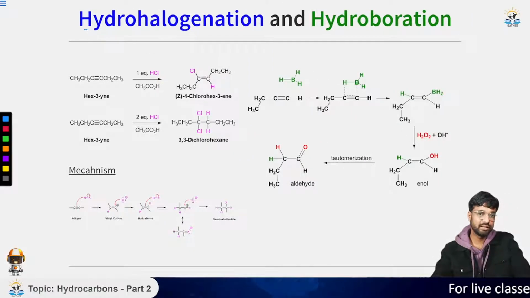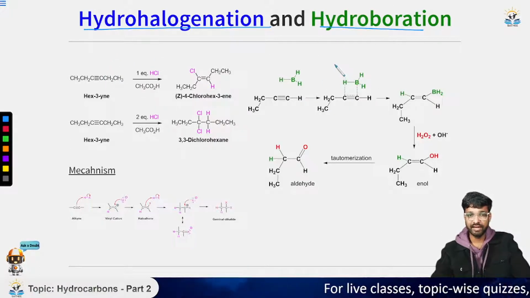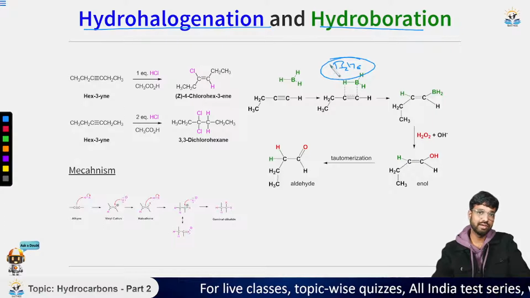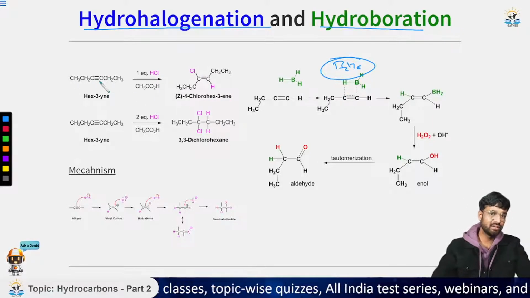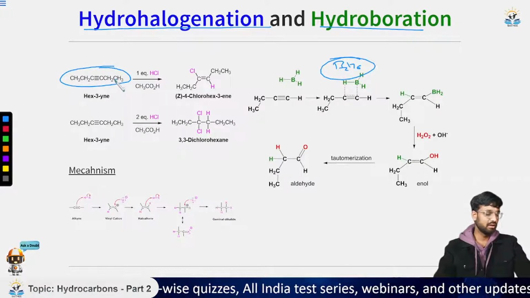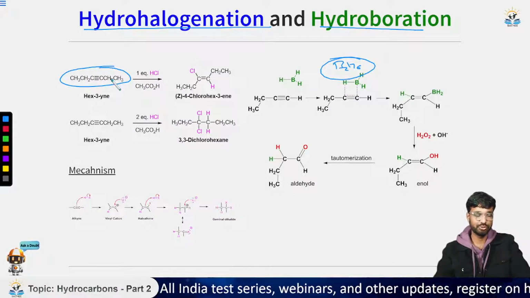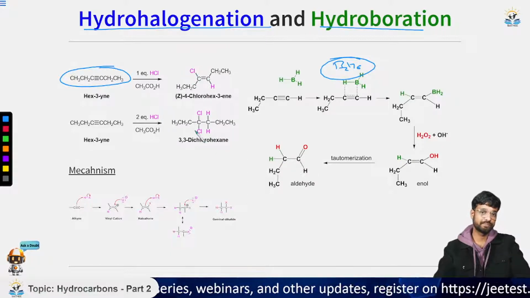Now let us move to the next thing, that is hydrohalogenation and hydroboration. In the first case we are adding HX, and in the second case we are adding BH3 or B2H6. We have used this hydroboration in alkenes also, and you will use it in alkynes also. So let us see the difference between the two. First, what is hydrohalogenation? Hydrohalogenation mainly takes place through carbocation formation, and X is added on the more substituted side. This should always be kept in mind, that the halogen is added on the more substituted side.